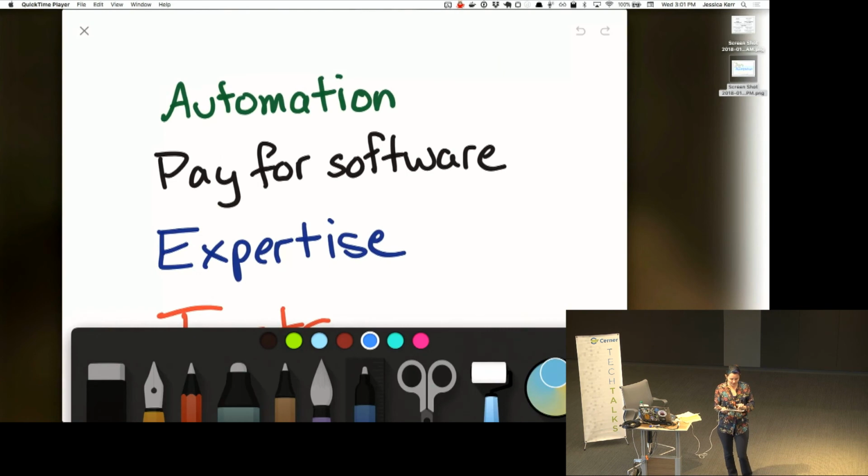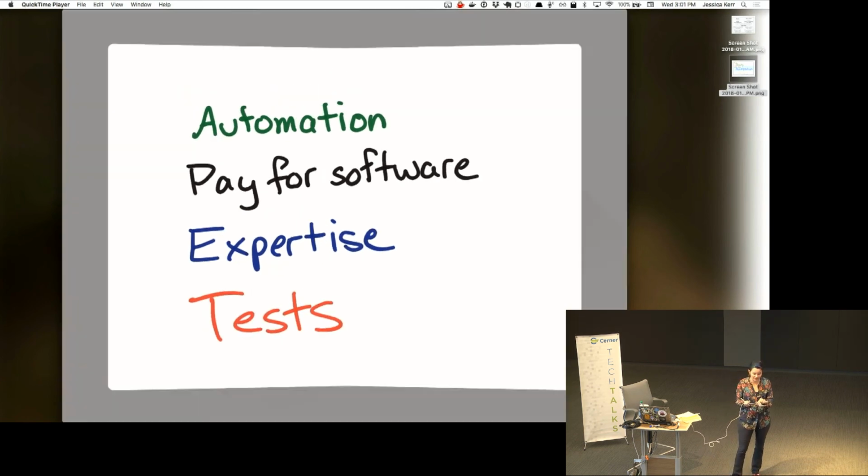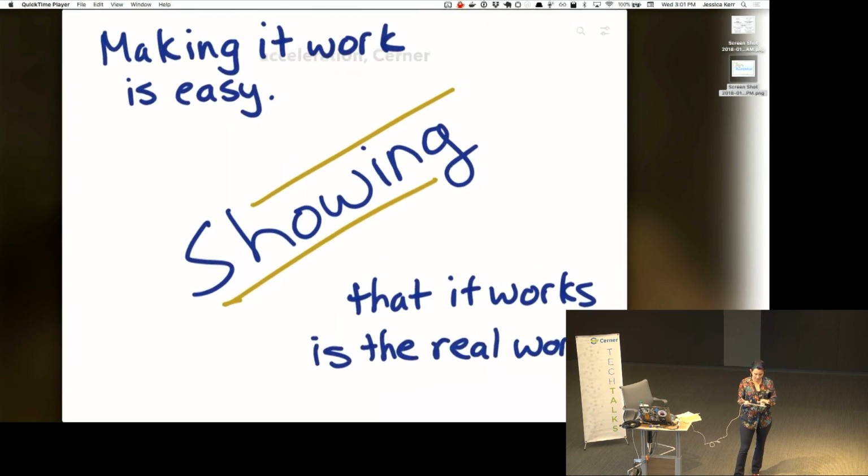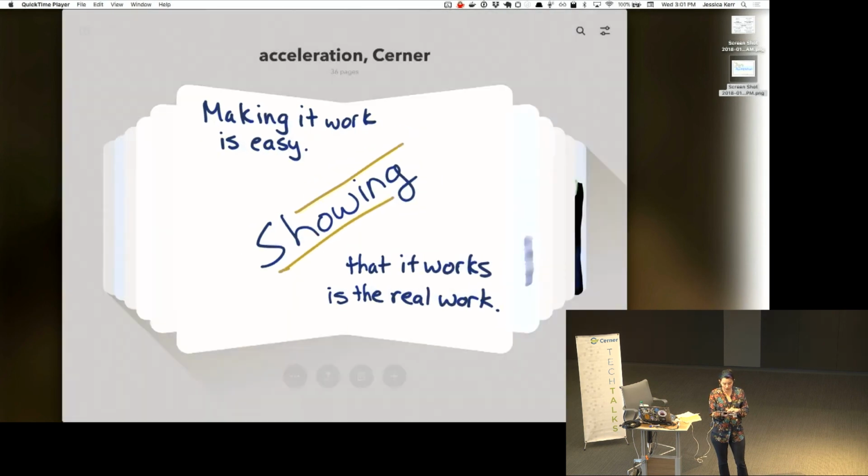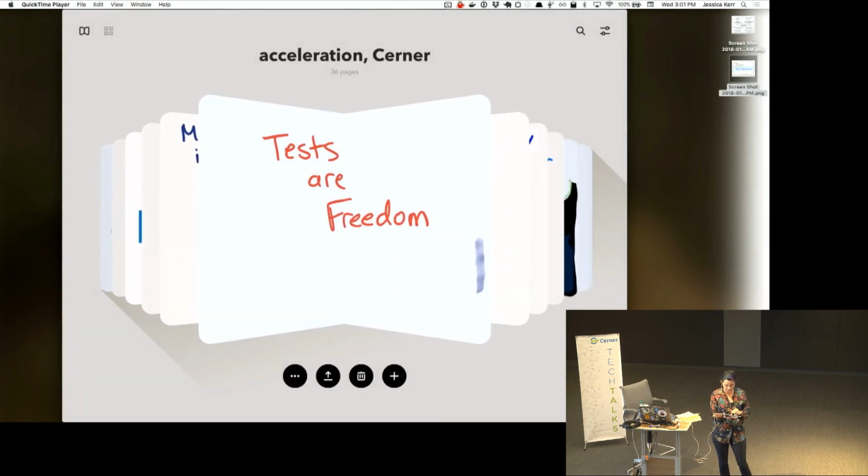And major shout out to tests, because tests give us safety for change. Tests do more than just let our software work. They show that it works. And showing that it works is way, way harder than making it work. Beyond, oh, I feel that it worked on my machine. And tests show that it continues to work under change, which we desperately need.